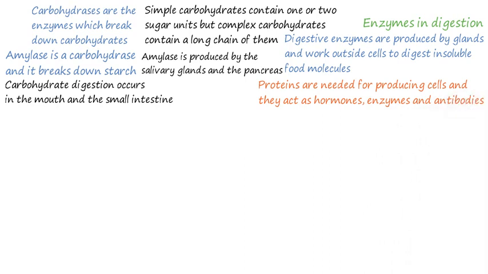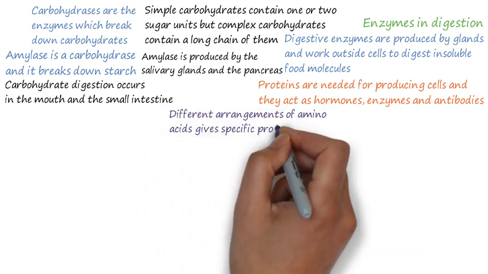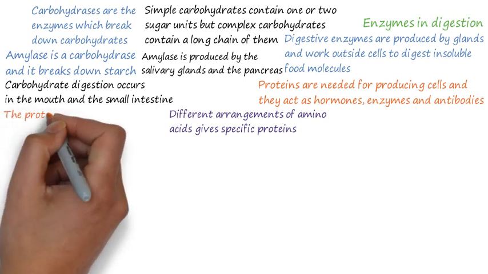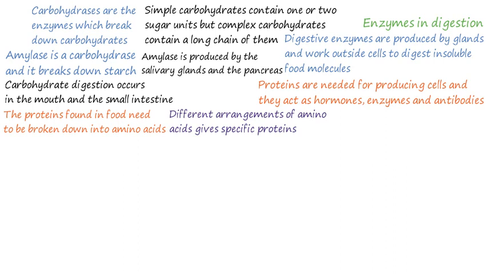Proteins are made up of carbon, hydrogen, oxygen and nitrogen. Proteins are needed for producing cells and they act as hormones, enzymes and antibodies. Amino acid chains make up proteins and different arrangements give specific proteins. These chains are folded and form 3D structures.